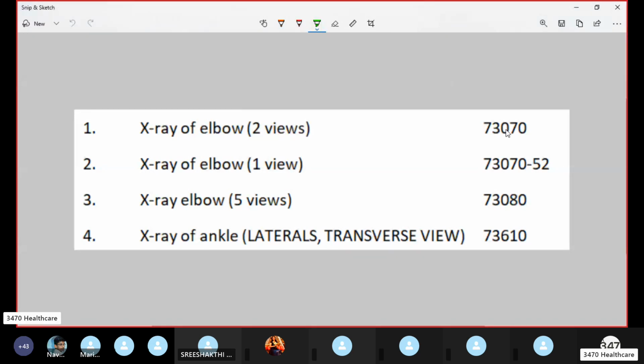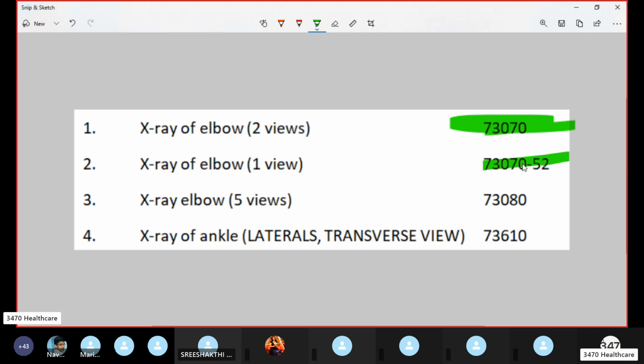Two views 73070. But in X-ray of elbow, while checking, we start with the two views code only. If they tell me one view, we don't have a one view code. So in that time we give the two views code and add modifier 52. We tell that only two views are available, so one view is reduced. So we say reduced.